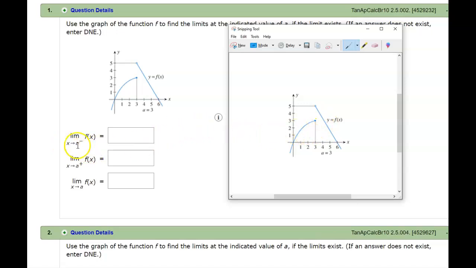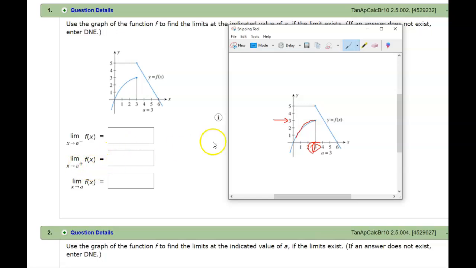So as x goes to A from the left, here A is equal to 3. So there's where I am. And as x goes to A from the left, I'm going this way. And that means the y value is my limit. So my y value here is 3. So this will be 3 from the left.